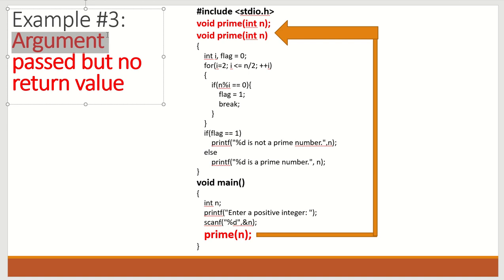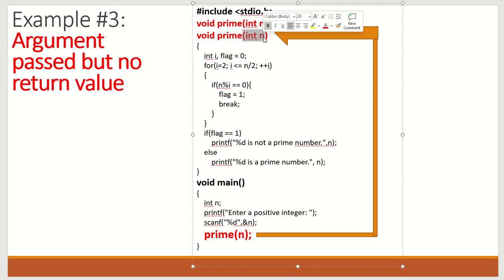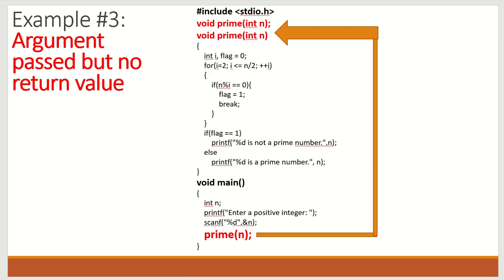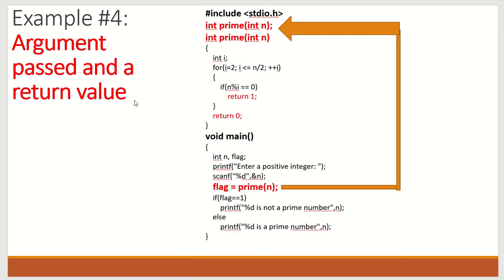Example 3, argument passed but no return. Okay, so arguments are there. See here, arguments are there. At the time of calling also arguments are there. But in the function body, we do not have any return statement. Example 4, argument passed and return value both. So argument is passed. And in the function body, we have return statement. See. So these are, we can say, variation.